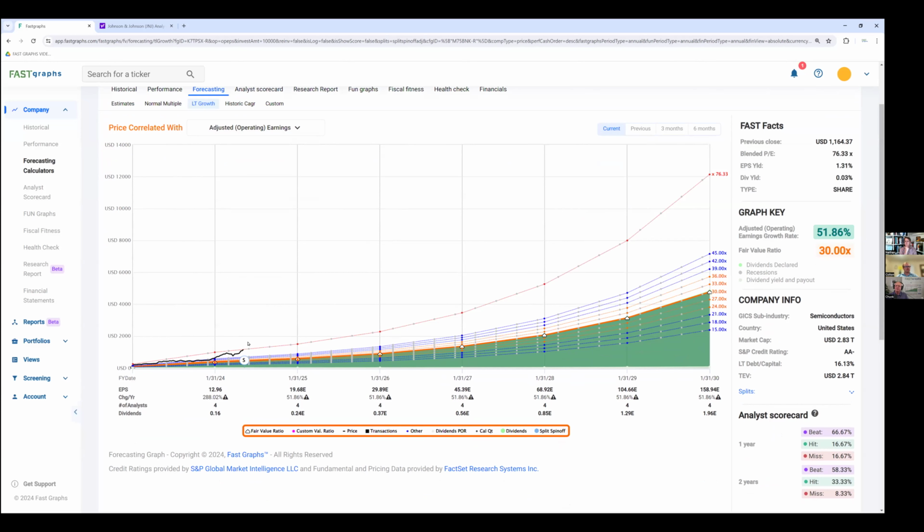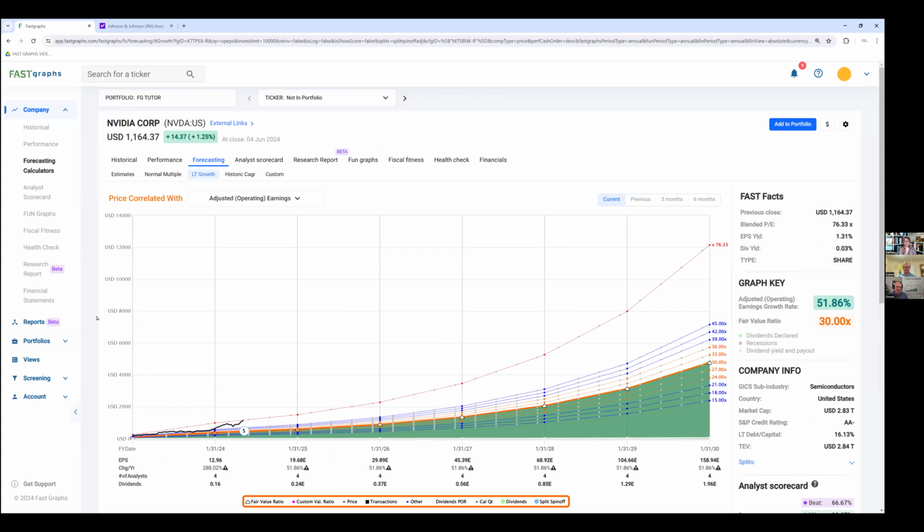So are you overpaying for NVIDIA today? I would say you are. Can you make money buying it today? I would say you could, assuming the company continues to grow as fast as it has.